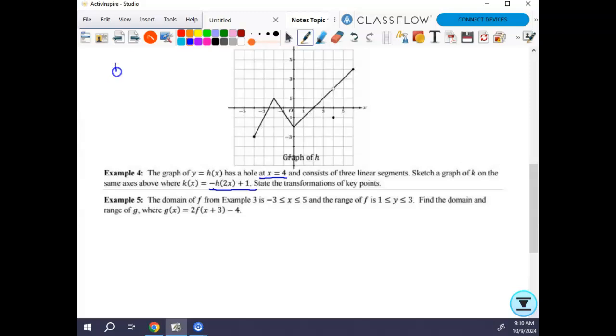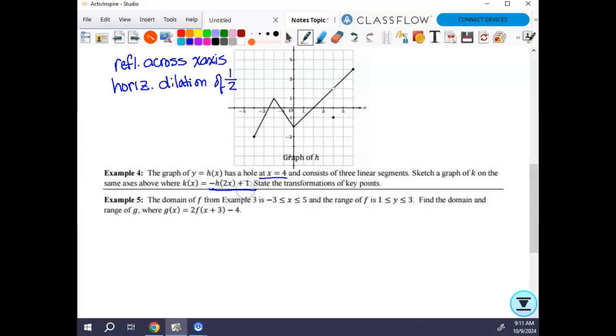So I know that that is a reflection. That is a reflection across which axis? X-axis, good. Okay, so that's the negative. Then I move on to the 2. Does that affect X or Y? X, so that is a horizontal what? Dilation of what? 1/2, good, because X is a liar.